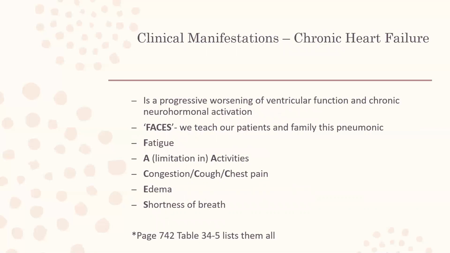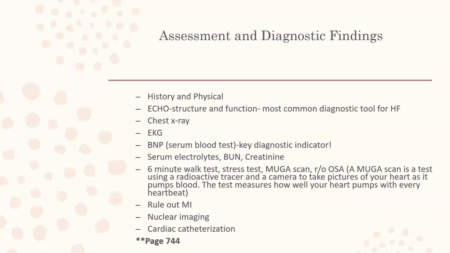So your clinical manifestations of chronic heart failure. Chronic heart failure is a progressive worsening of the ventricular function and this chronic activation of the sympathetic nervous system. So we teach our patients and family this mnemonic. It's called FACES. Fatigue, A for a limitation in activities, C for congestion, cough, and chest pain. So we get to cover 3 with that one. Edema and shortness of breath. There is a table that lists them all, but these are going to be the most important ones for you to remember.